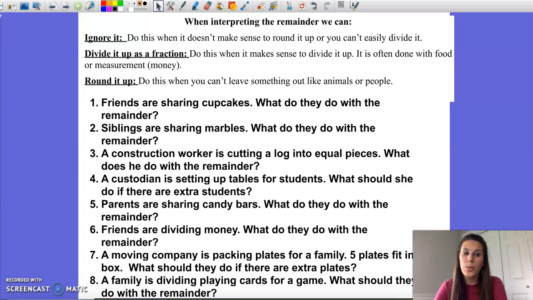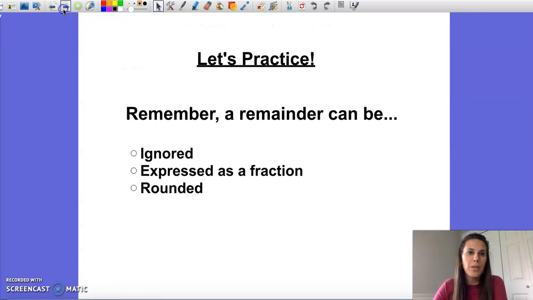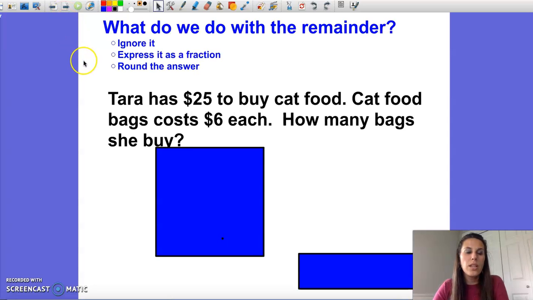For number 8, you would ignore it. It is taking a look at playing cards, and you're not going to want to rip up the playing cards for the game because then you can't play the game right, and you can't magically make more appear. So that would be a situation where you ignore. Hopefully all of these examples so far are giving you some better practice with interpreting remainders. And we're going to do some practice now where you get to do the actual division and interpret the remainder. So take a look at this first example. What do we do with the remainder?